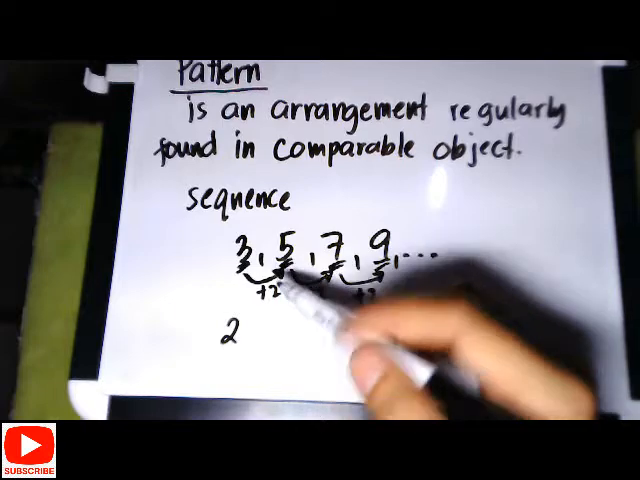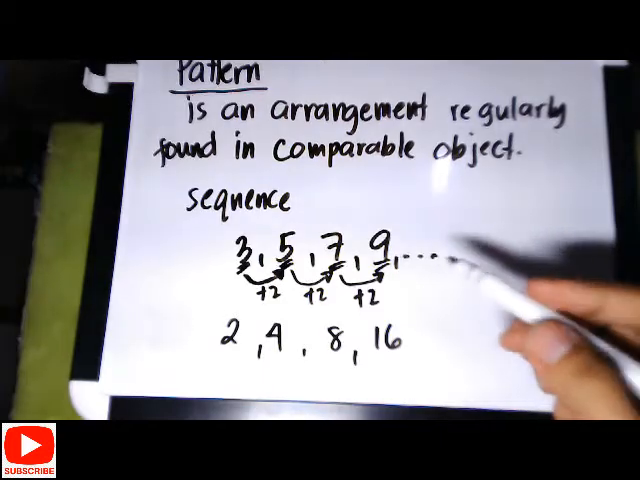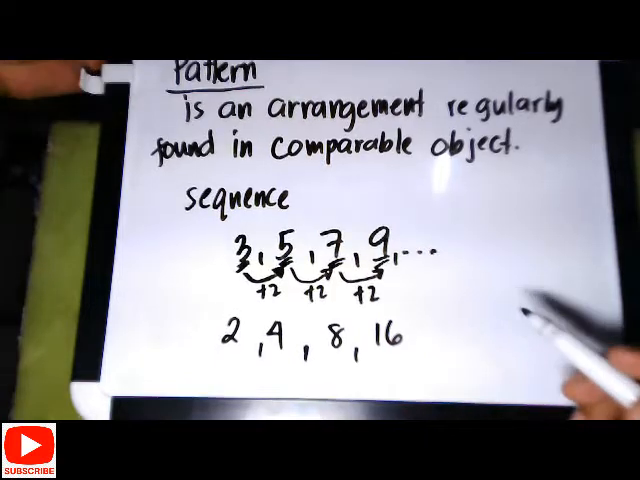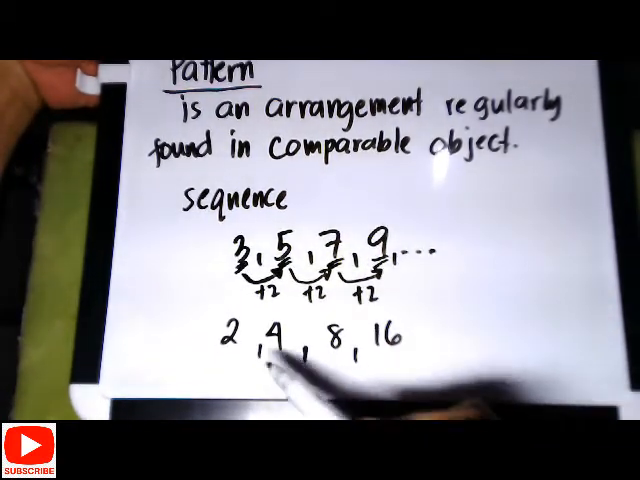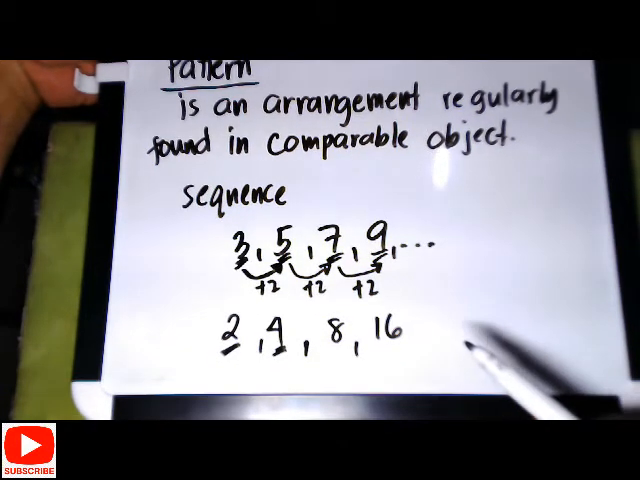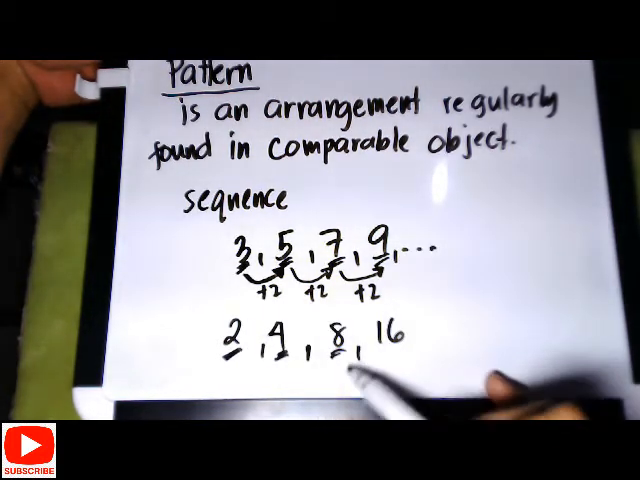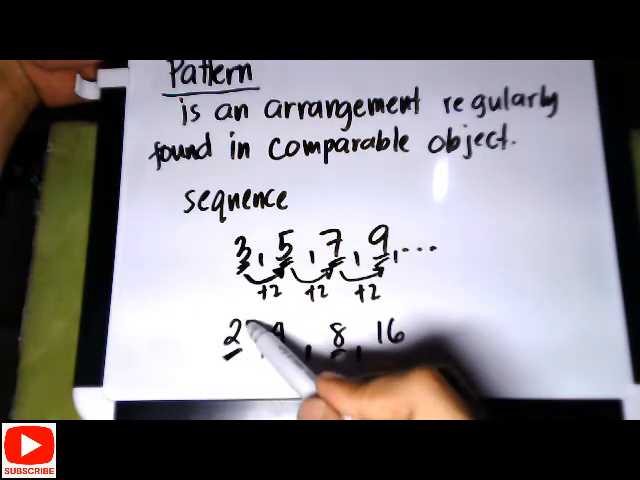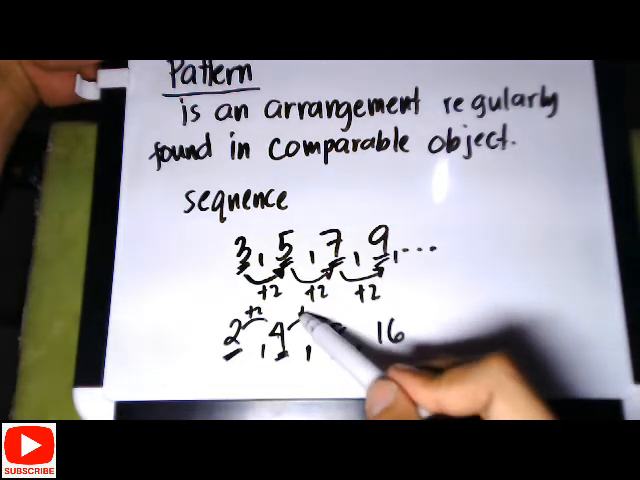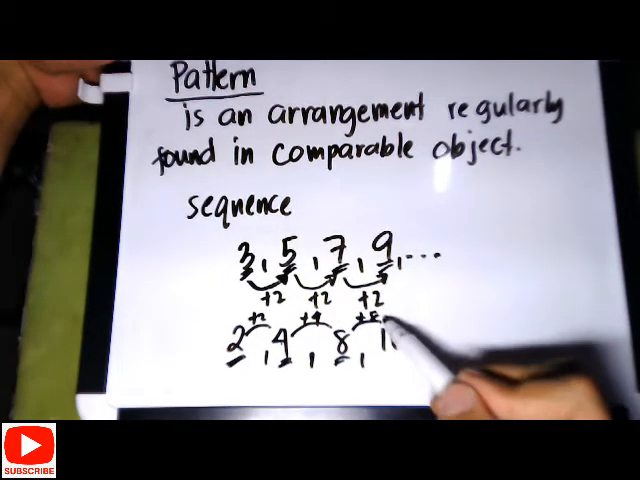2, 4, 8, 16. Let's try to identify the pattern of this sequence. What did we do to 2 that becomes 4? What did we do to 4 that becomes 8? What did we do to 8 that becomes 16? Maybe we add 2 to become 4, we add 4 to become 8, and here we add 8 to become 16.